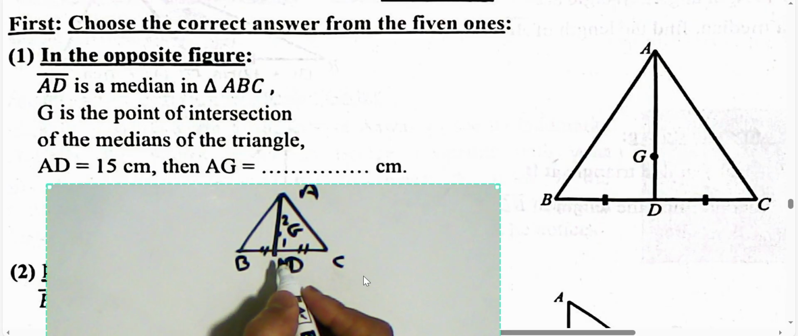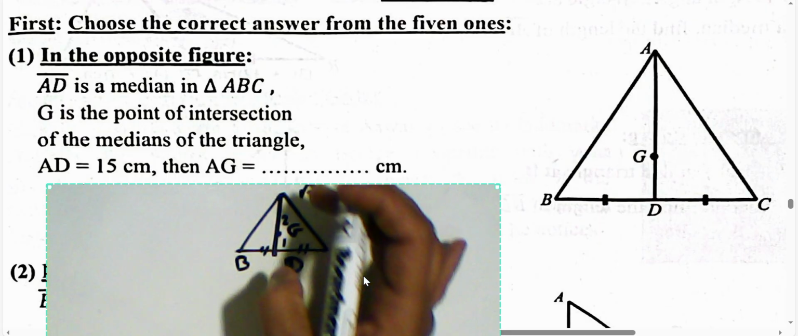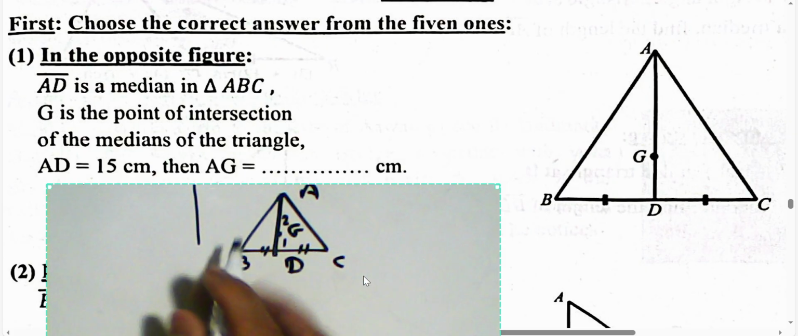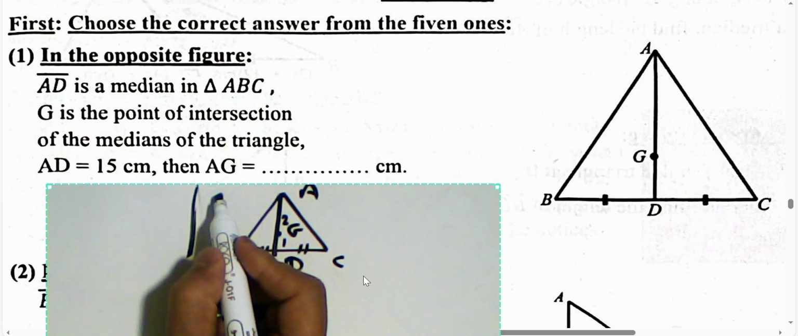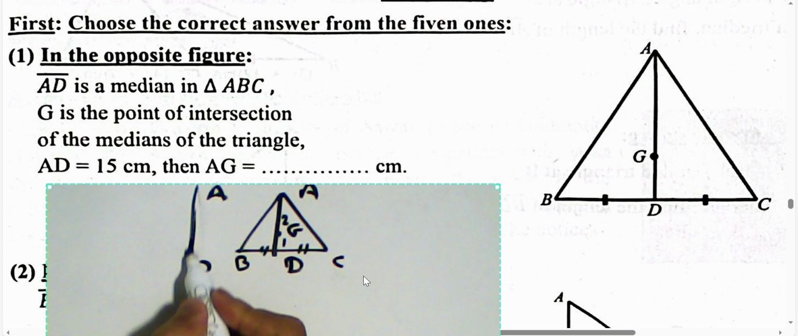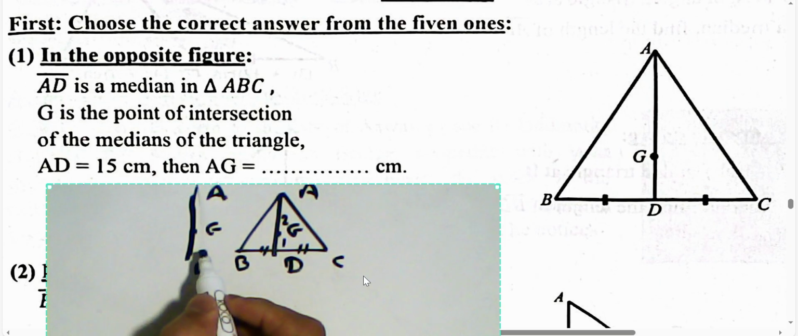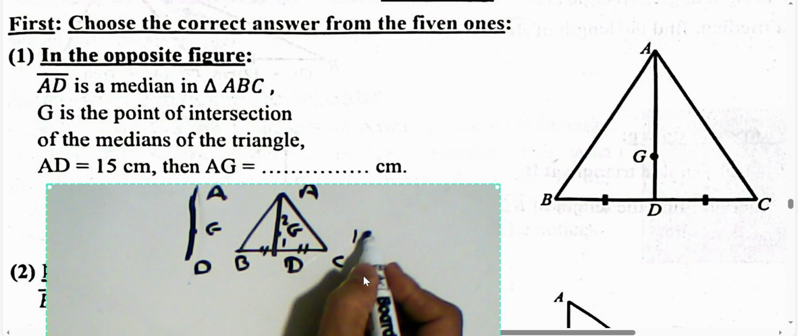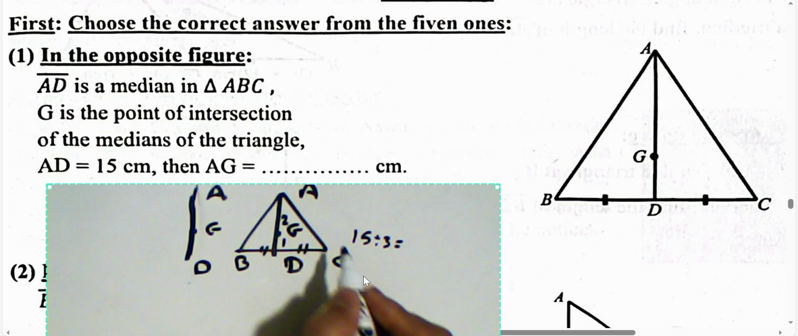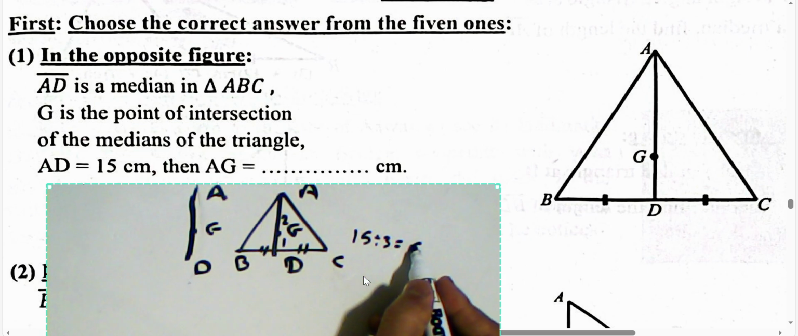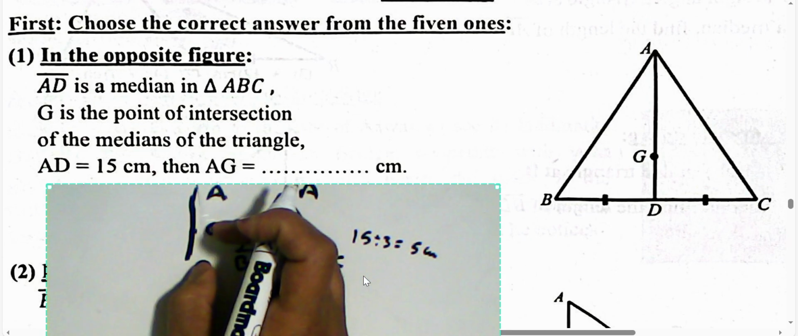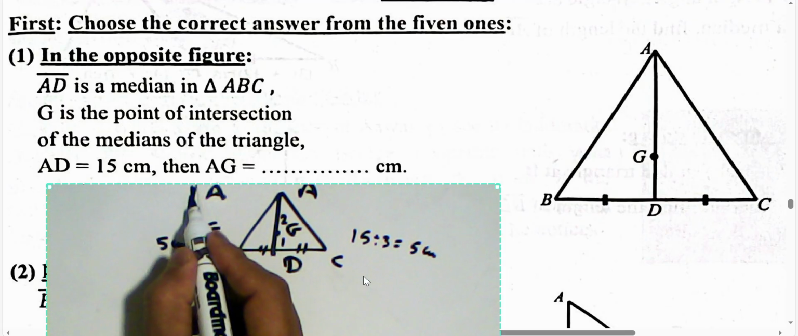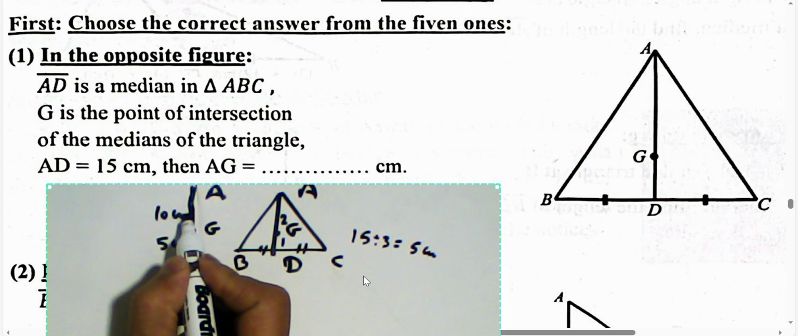Okay, he asked about AG. He wants to find the length of what? AG here. We can divide the 15 into 3 parts. From A to D we have point G here. Okay, the ratio was what? 2 to 1. Then 15 we divide by 3 parts. 15 divided by 3 equals 5. Then the length of GD will be 5 centimeters, and from A to G, 5 plus 5 equals 10 centimeters.